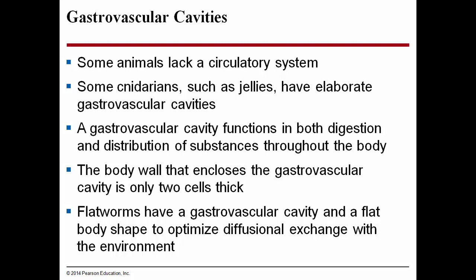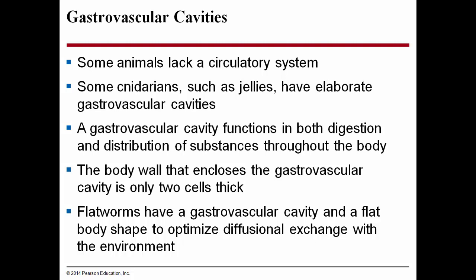Some animals lack a circulatory system. Cnidarians, such as jellyfish, have elaborate gastrovascular cavities. They live in the water and interact directly with their environment. When they obtain their food, it travels into their gastrovascular cavity and then throughout their body almost directly. And the gases are exchanged in jellies and other cnidarians even more directly with the environment.